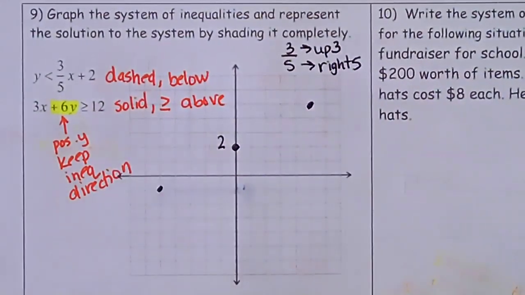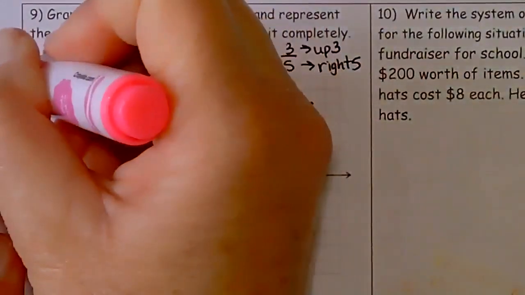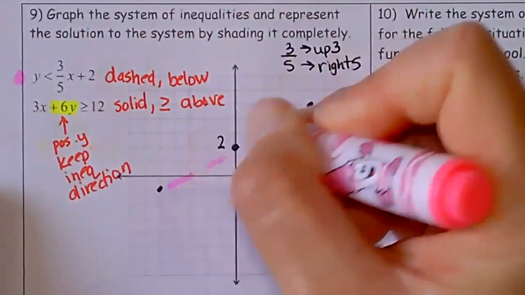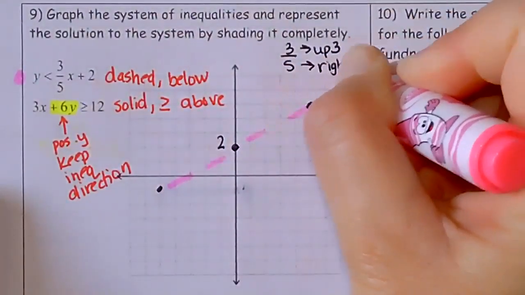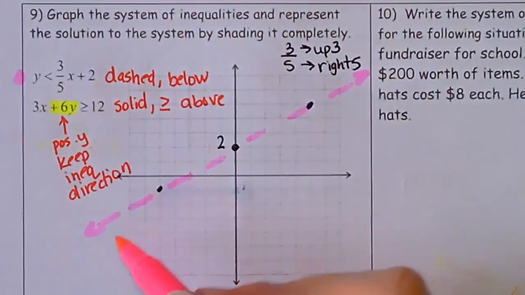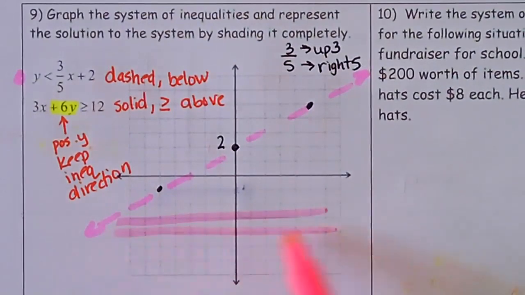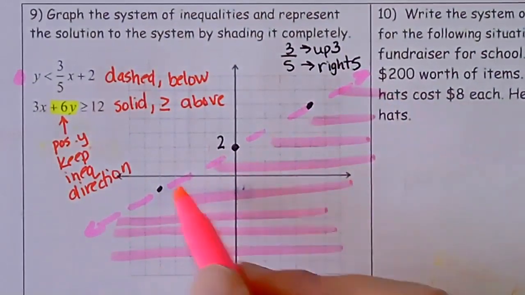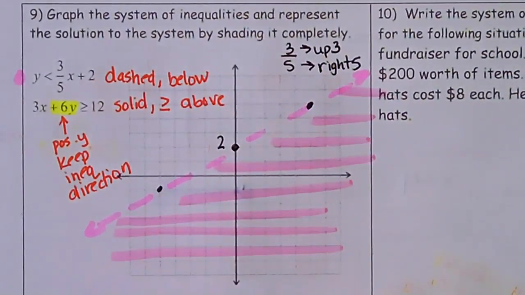And then I'm going to connect this. This one has a dashed line. Let's see, I'm going to do this one in pink. So this is a dashed line, and I'm going to shade below. So I'm shading everything here.